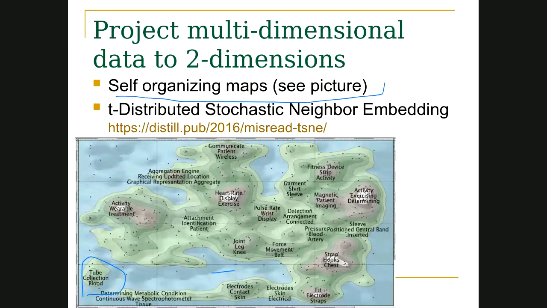Talking about neural networks, another very popular technique in the AI neural network community is t-SNE. That's what it stands for. People don't say t-distributed stochastic neighbor embedding; they say t-SNE. It's a way to take multidimensional data. It doesn't have to be three dimensions, it can be 100 dimensions, and you project it into a two-dimensional plane.